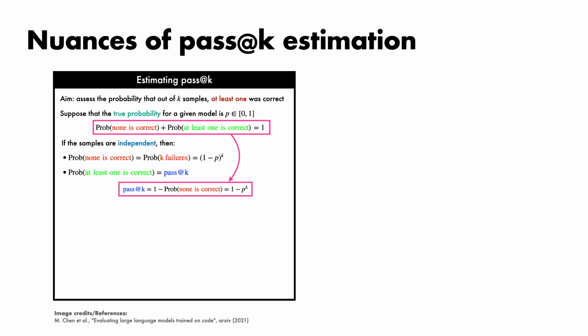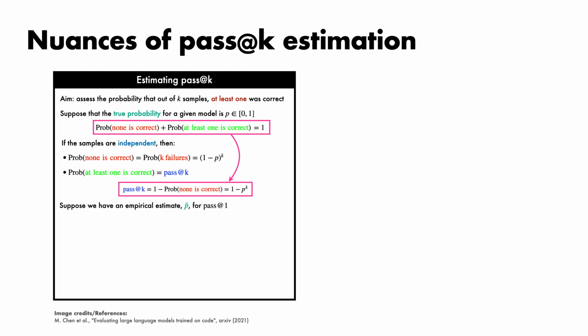Given this formula, suppose that we now have an empirical estimate. Let's call it p hat for pass@1. That is to say, the probability that the model succeeds with a single sample. Can we simply use our formula above to estimate the quantity we care about, i.e. pass@k, which is equal to 1 minus (1 minus pass@1) to the power of k, by trying the obvious thing and using 1 minus (1 minus p hat) to the power of k as our estimator? Alas, this estimator is biased and produces a systematic underestimate.